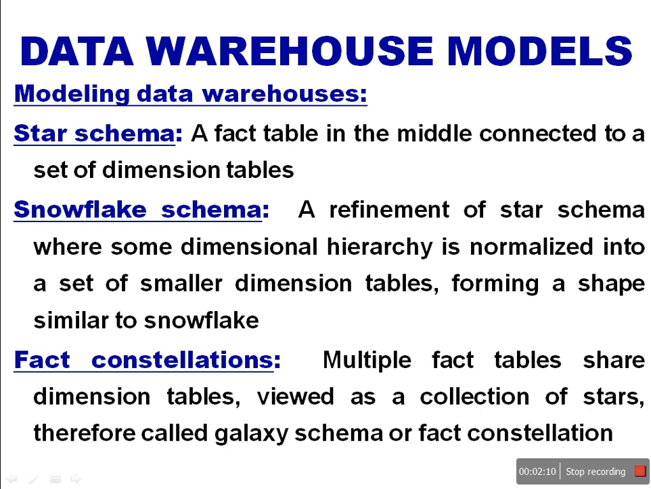The snowflake schema is a variant of the star schema model where some dimension tables are normalized, thereby further splitting the data into additional tables. The resulting schema graph forms a shape similar to a snowflake. The major difference between the star schema and snowflake schema is that the dimension tables of the snowflake model may be kept in normalized form to reduce redundancies.